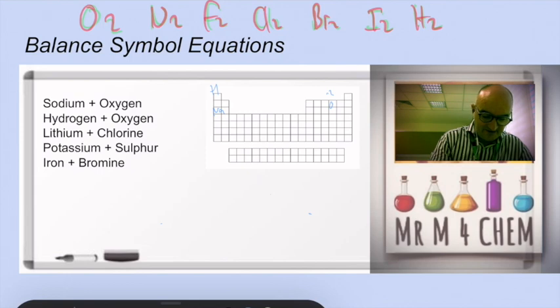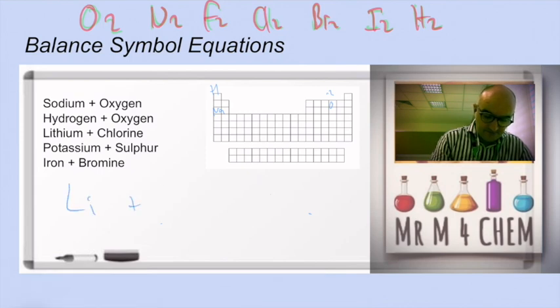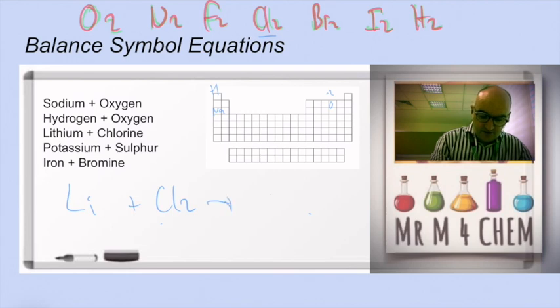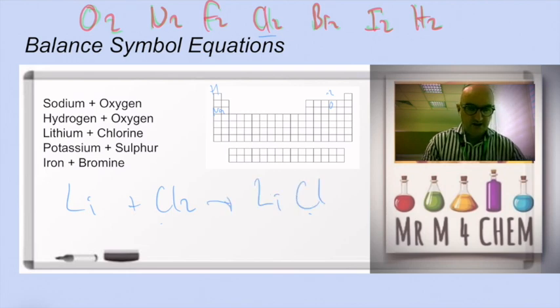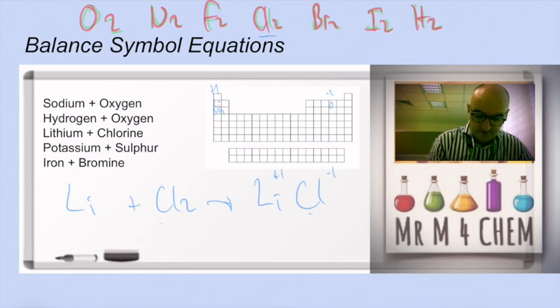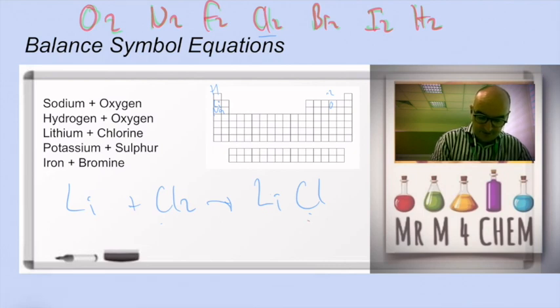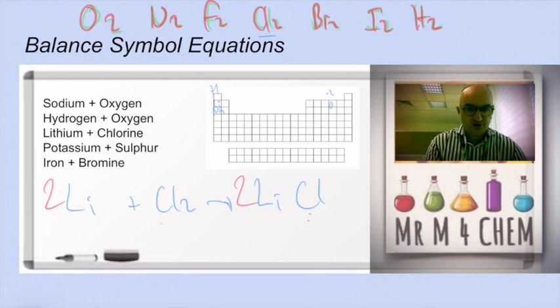Next one, we have lithium. Lithium plus chlorine. Chlorine's up here as one of my diatomic gases. We're going to make something with lithium and chlorine in it, lithium chloride. Lithium's +1, chlorine's -1, that equals 0. So that formula is happy, but the equation is not balanced. So we've got 2 chlorines here, but only 1 here. So we need 2 of those and 2 of those. Straightforward, right? Yes.